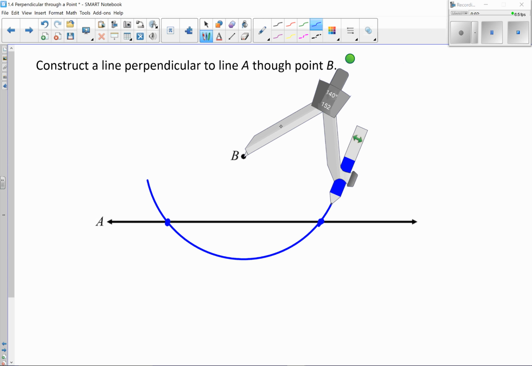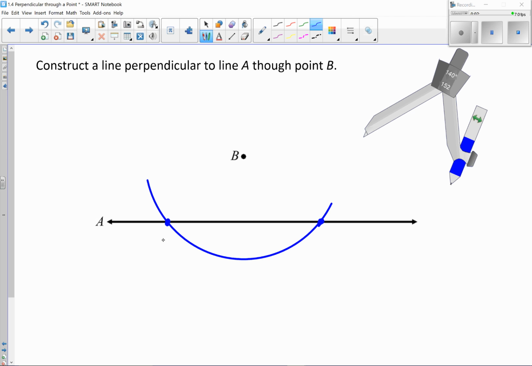So let's call this, for argument's sake, C and D. Now points C and D, because we created that from B, that means that the distance from B to C and B to D are congruent. They are equal in length.